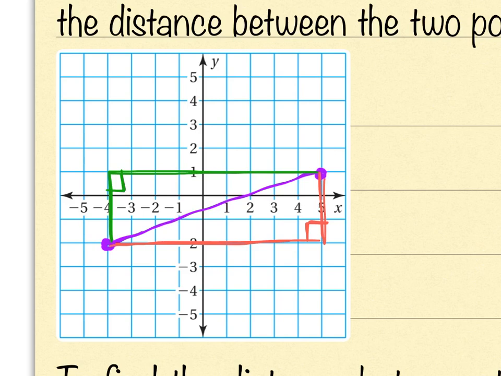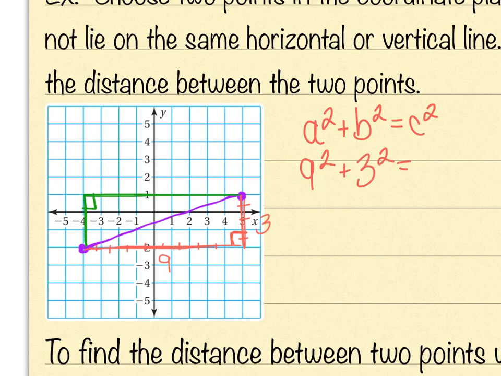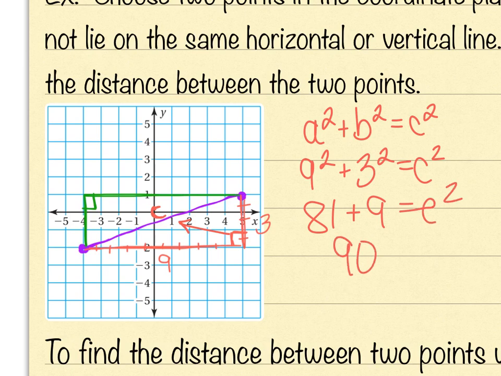We can count our horizontal distance: 1, 2, 3, 4, 5, 6, 7, 8, 9. So we have 9 for one leg, and then 1, 2, 3 for the other leg. That's our horizontal distance and our vertical distance. Now we can use the Pythagorean Theorem: a squared plus b squared equals c squared. 9 squared plus 3 squared is going to equal c squared. Of course, c is the diagonal line, the hypotenuse. So 81 plus 9 equals c squared, and 90 equals c squared.